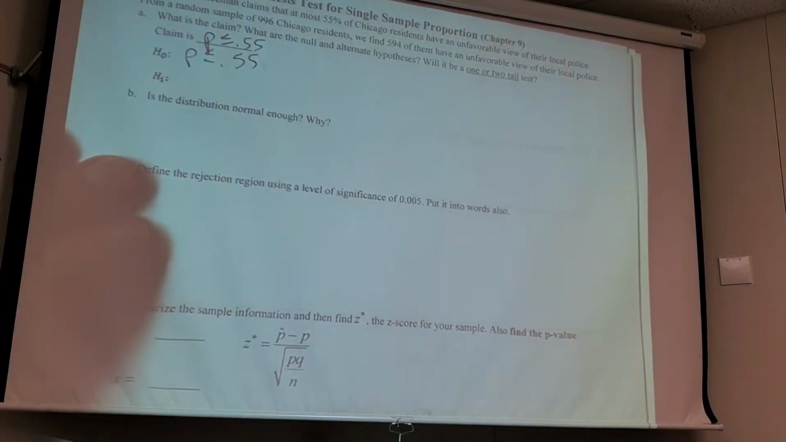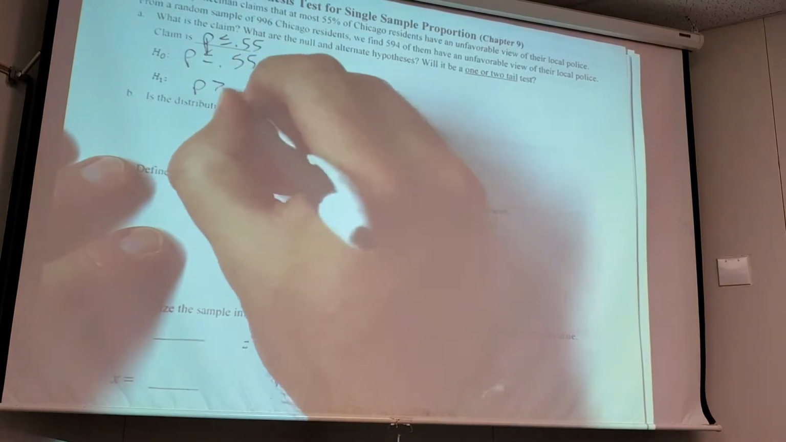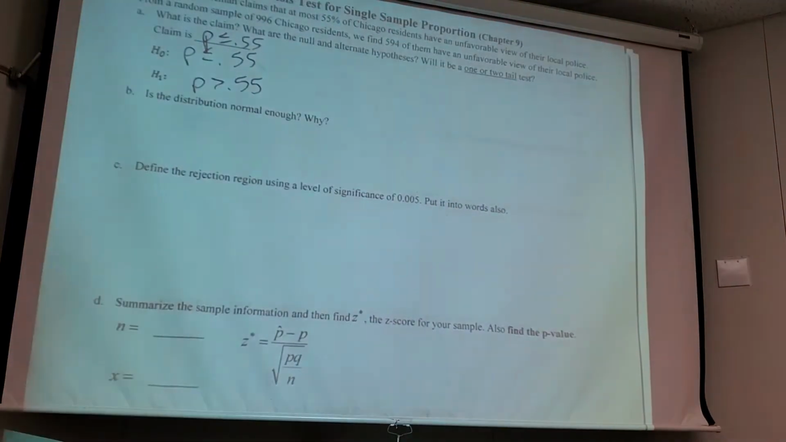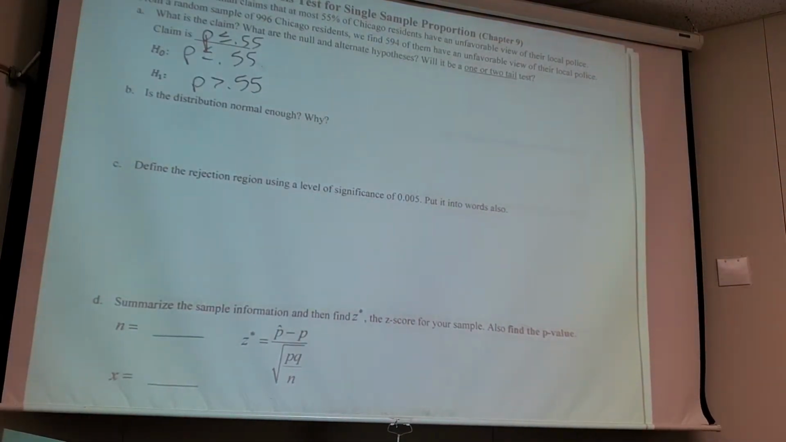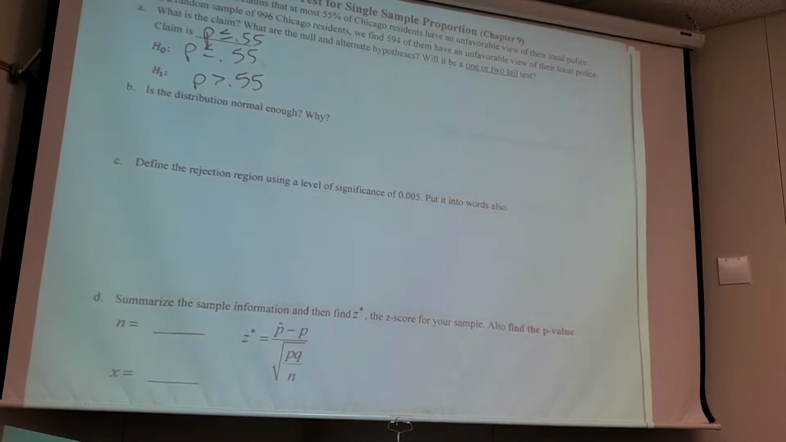And then, what's the other one? P greater than 0.55. I like it. So whenever you're done with the hypotheses you're writing down, just make sure somebody's got an equal sign, it is in the null, and that they are really opposites.